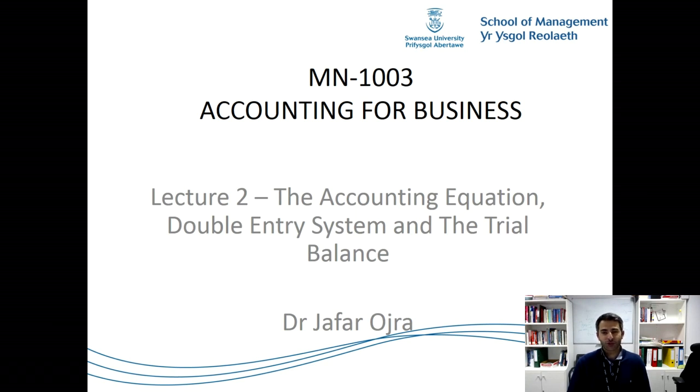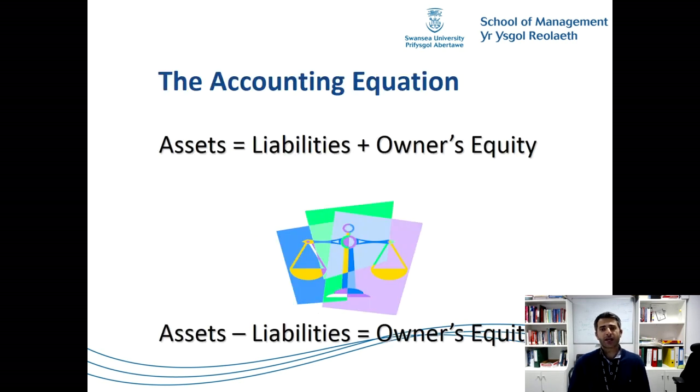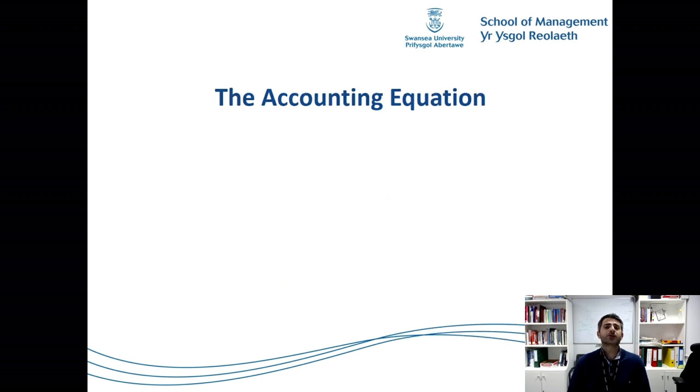For lecture 2, we will talk about the accounting equation, double entry system, and the trial balance. So let's start now with the accounting equation. The accounting equation, which you should remember as your name, is assets equal liabilities plus equity, or assets minus liabilities equal owner's equity. Now let's have a look at the accounting equation here.